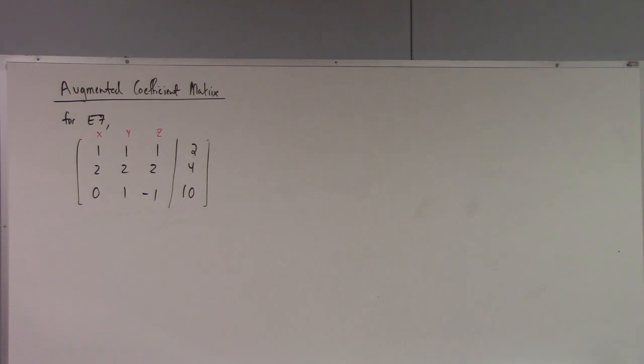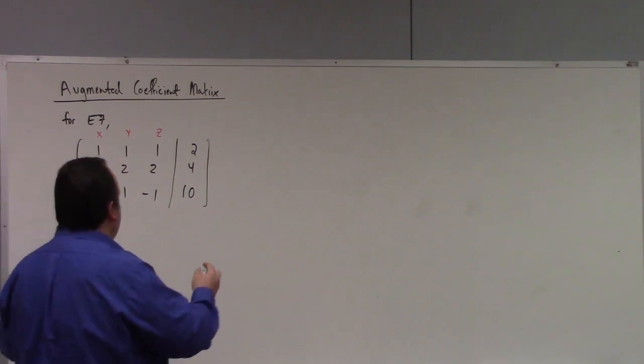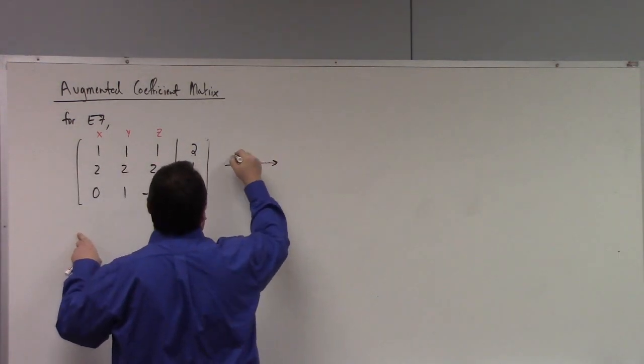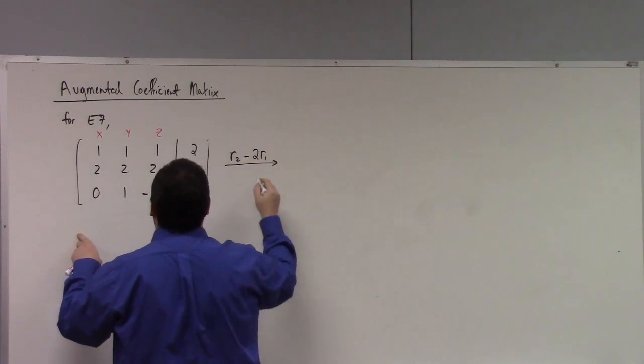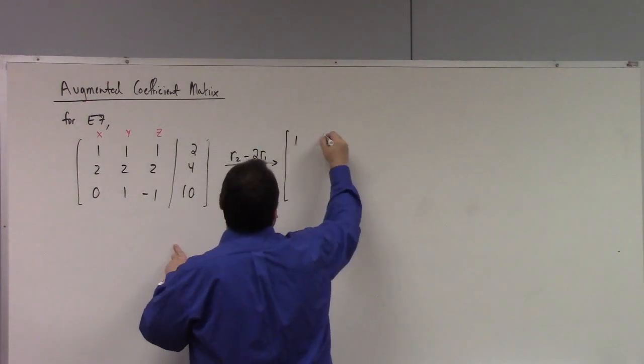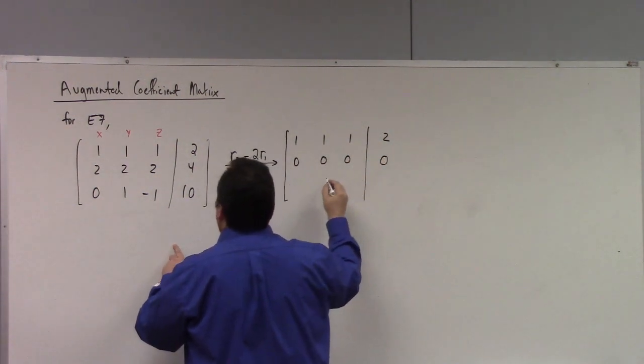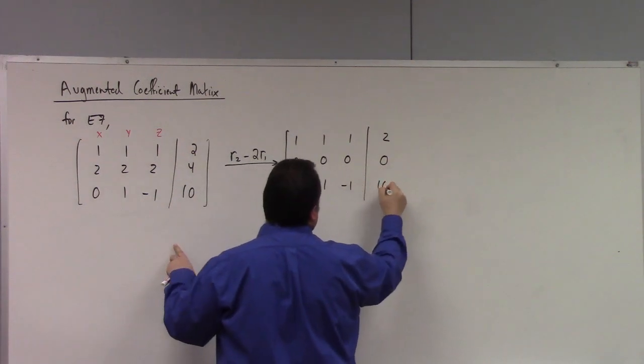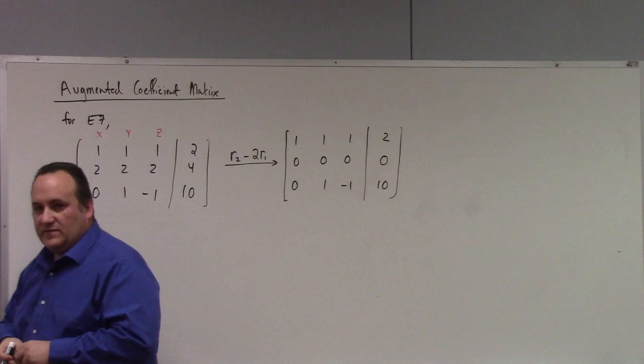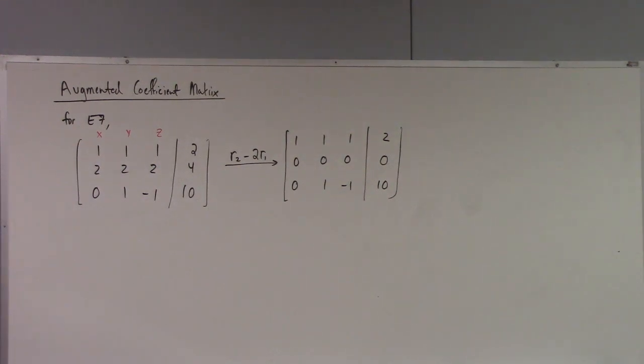Okay, and then you can do operations on the augmented coefficient matrix which correspond to the things we've been doing to equations. For example, I can take row 2 minus 2 times row 1. And that will get me 1, 1, 1, 2, 0, 0, 0, 0, 0, 1, minus 1, 10. All right? So this is called a row operation. It corresponds to one of those things we can do to an equation and not change the solution set. What are those things? Well, one of those things is add an equation to another or subtract an equation from another, right? That's one of the allowed elementary row operations.